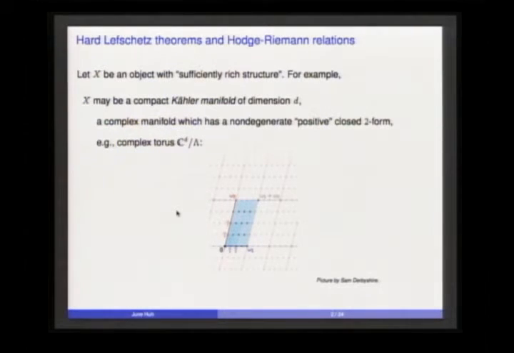So one example may be a compact Kähler manifold. That's some special kind of complex manifold which is characterized by the condition that it admits a very special type of non-degenerate closed two-differential form, which is positive in some sense. And maybe the standard example would be the quotient of the affine space C^d by a lattice Lambda. So you may recognize the familiar picture of an elliptic curve as a quotient of the affine line. That has sufficiently rich structure.